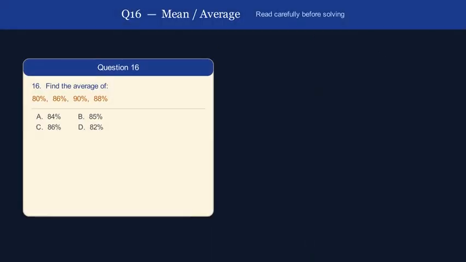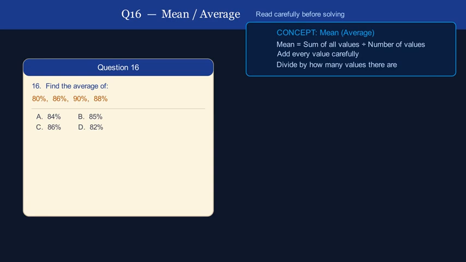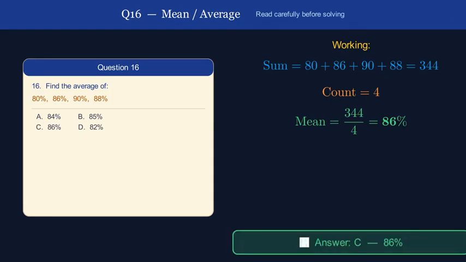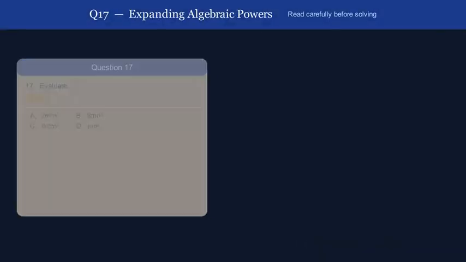Question 16. Find the average. Add all of them, which is 80 plus 86 plus 90 plus 88. Then you divide by 4, which is the count. So you'd get 344 divided by 4 to get 86. So 86 is the average of the percentages.